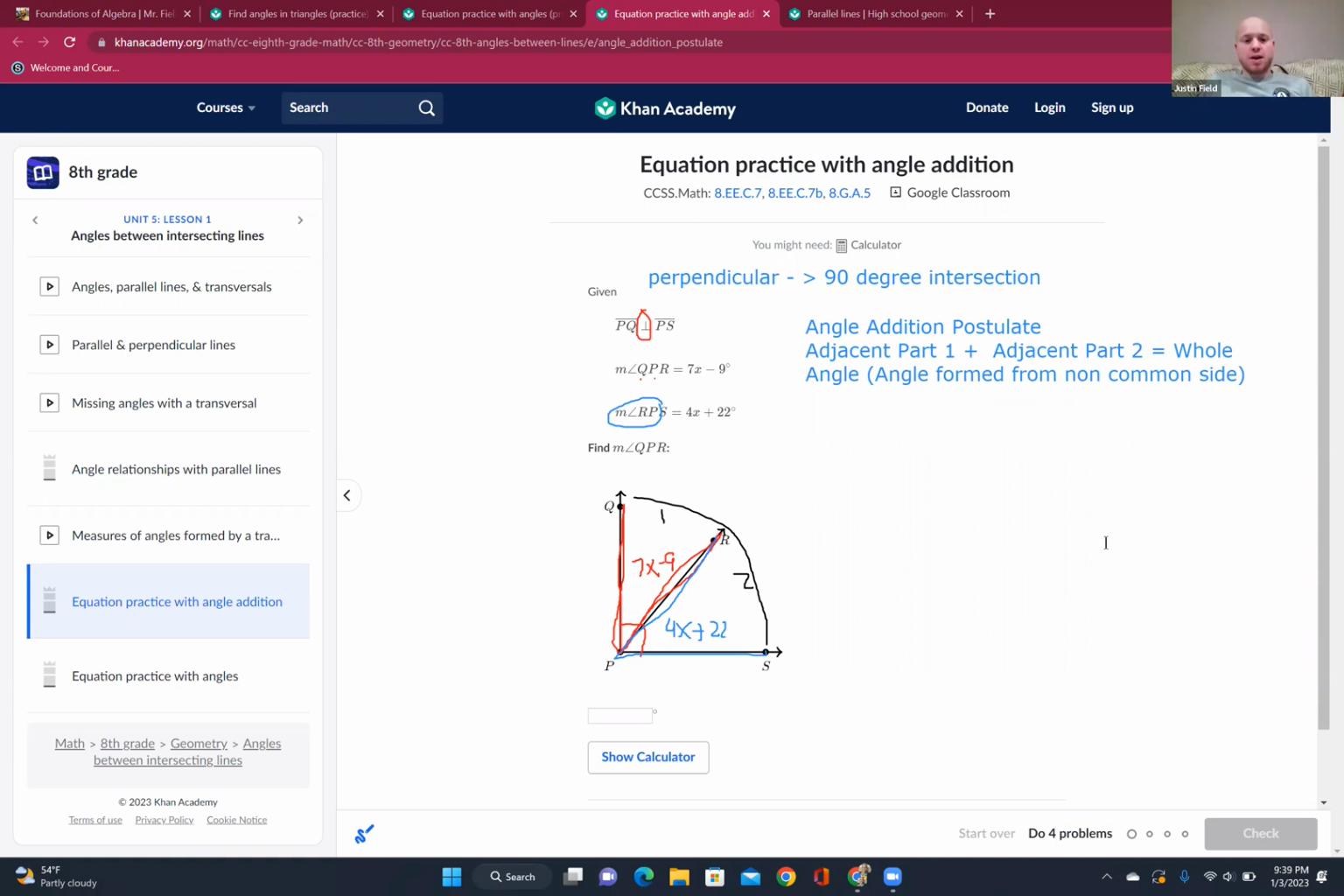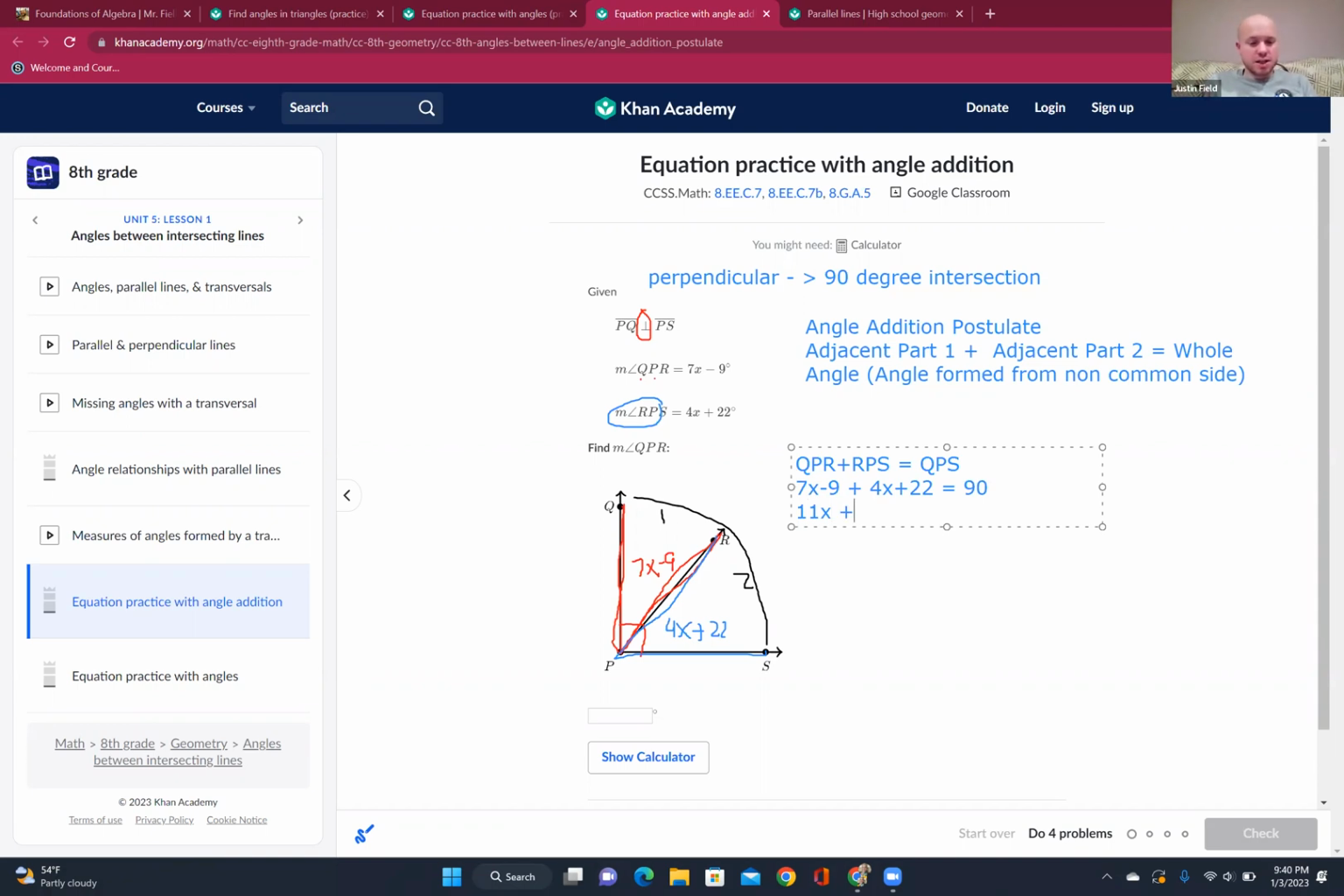So we know that we can write it like this: QPR plus RPS, those two small angles, equals the whole thing, QPS. So follow those letters, see where that is. And so now we can substitute. So QPR is 7x minus 9 plus 4x plus 22, and it equals QPS, which is 90. And so now we just, we got our 11x, combine those like terms.